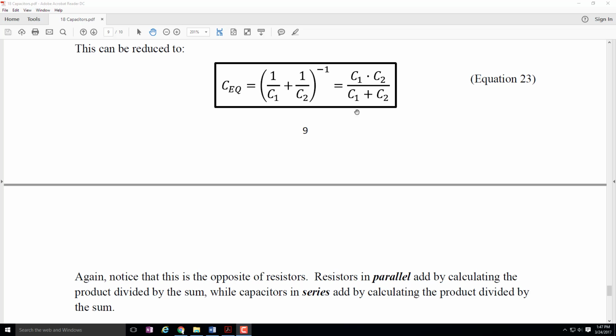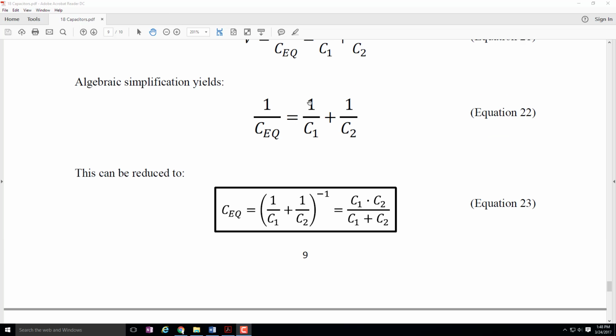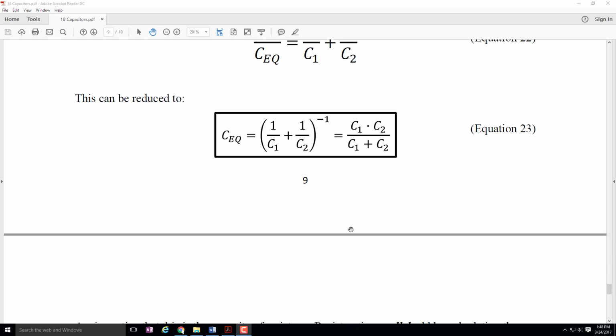And if you have two capacitors in series, they add like resistors in parallel, which if you have just two, you can use the product over the sum. If you have more than two, then you have to use the sum of the reciprocals is equal to the reciprocal. Or you could just combine two and then combine the third one in with it.